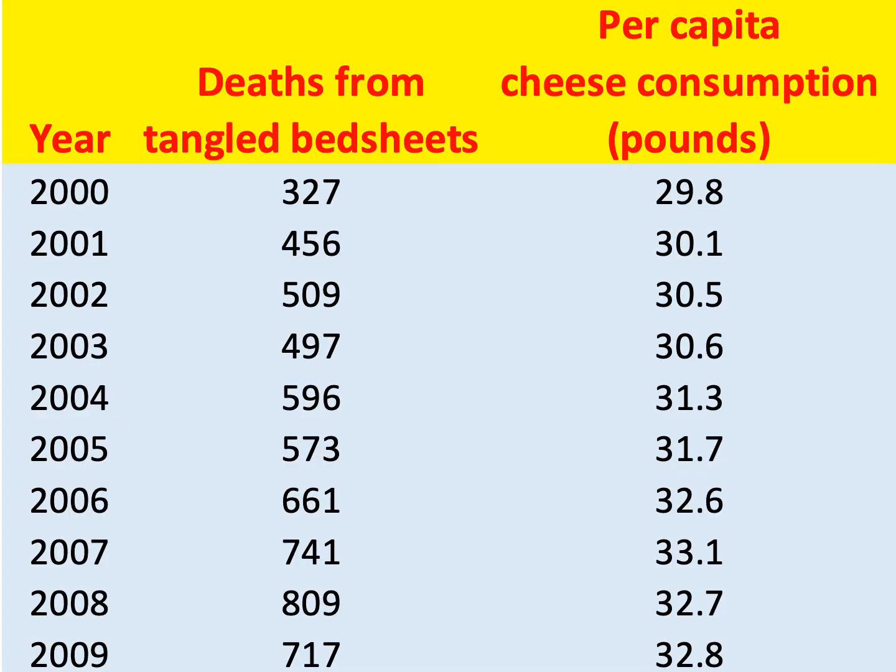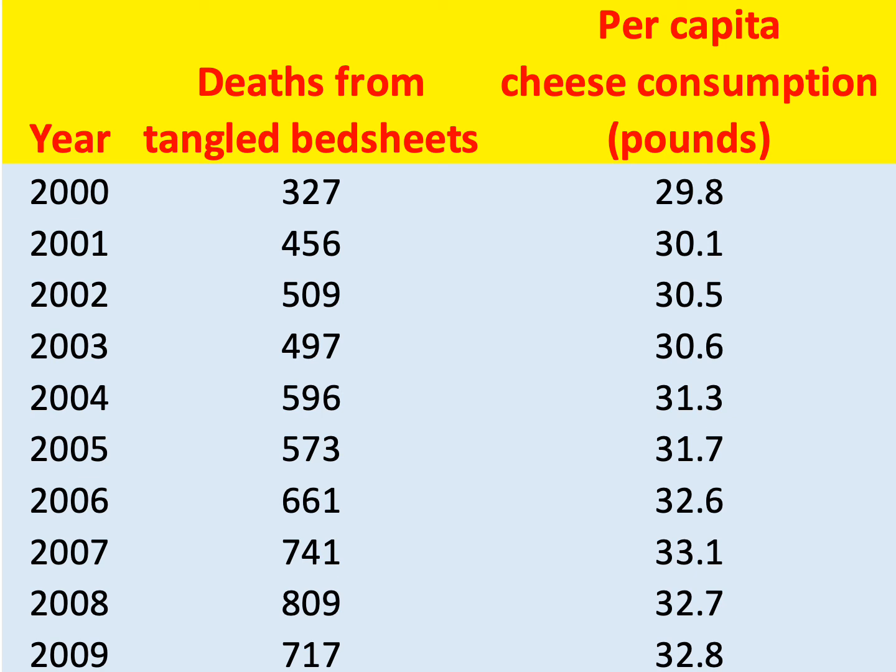This table shows actual numbers. The first column shows each year from 2000 to 2009. The second column shows the number of deaths that year from tangled bed sheets. The third column shows cheese consumption for each year.